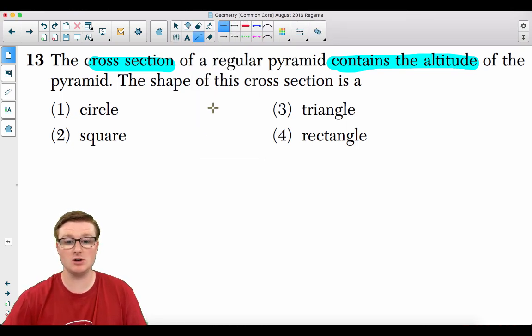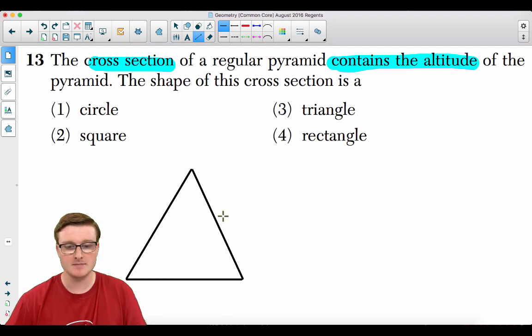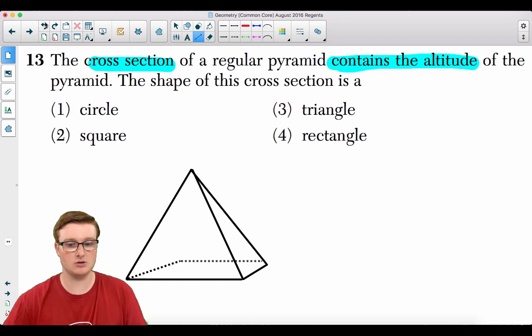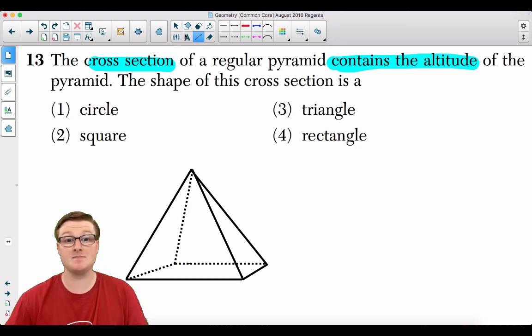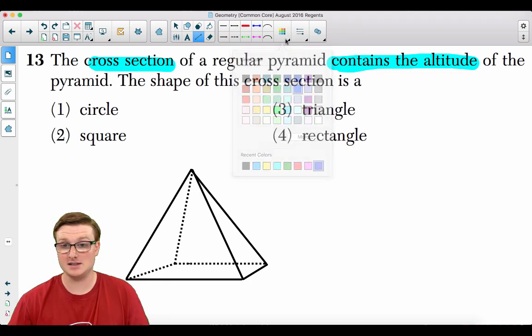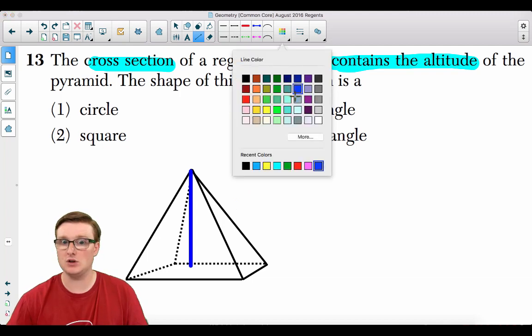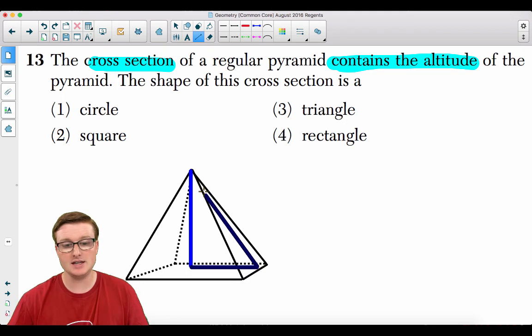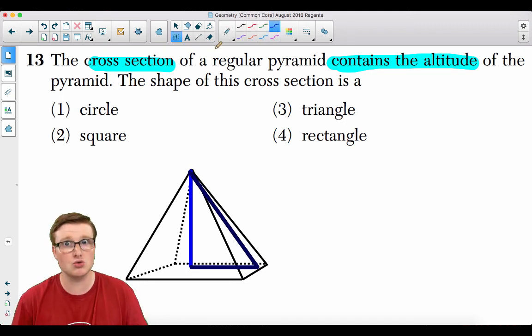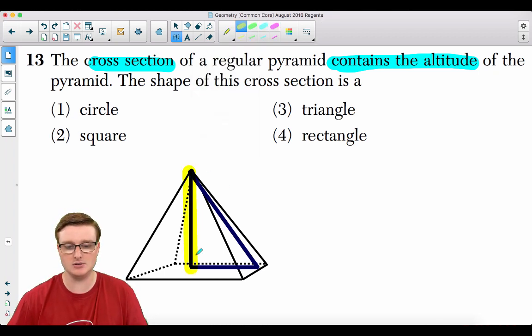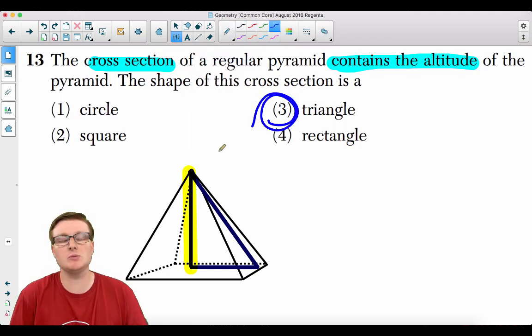The first thing that I want to do personally is draw a pyramid. Now, a regular pyramid is a pyramid with a square base. Let me draw a quick pyramid, and then draw the cross section. This is a pyramid, and it specifically says the cross section contains the altitude. So what does that really mean? If I were to construct the altitude of this pyramid, what cross-section is this? This two-dimensional flat figure that you see is a triangle, and the triangle contains the altitude inside of the pyramid. So the answer for number 13 is choice 3, a triangle.